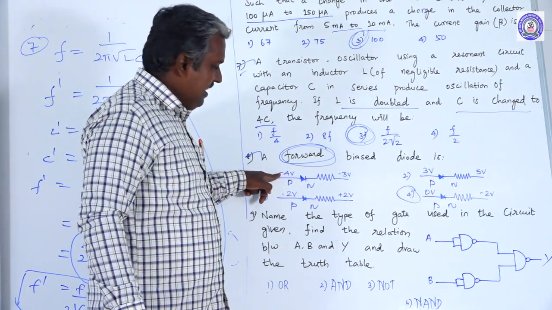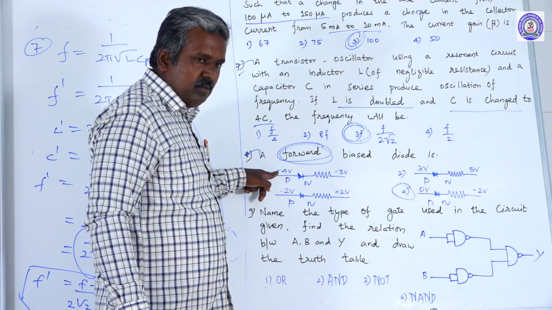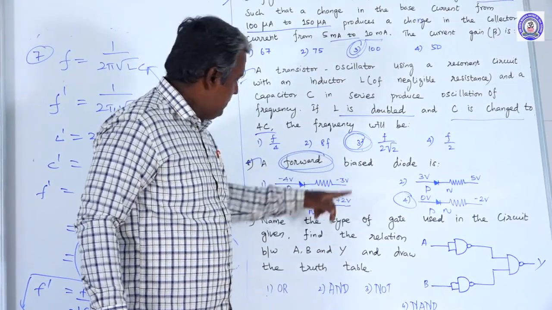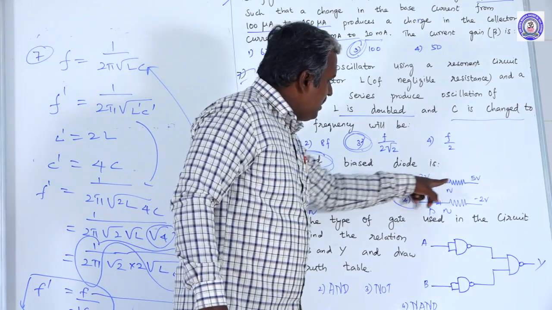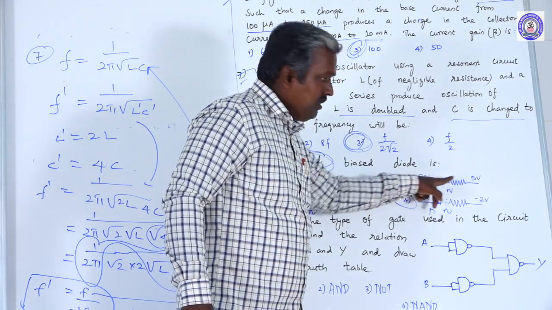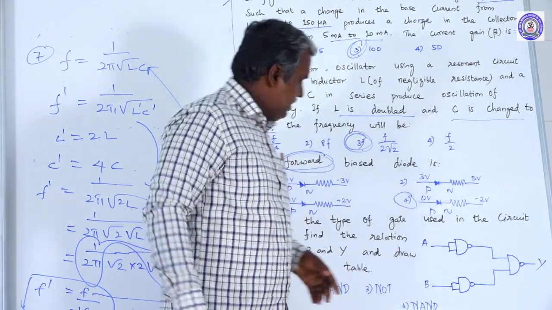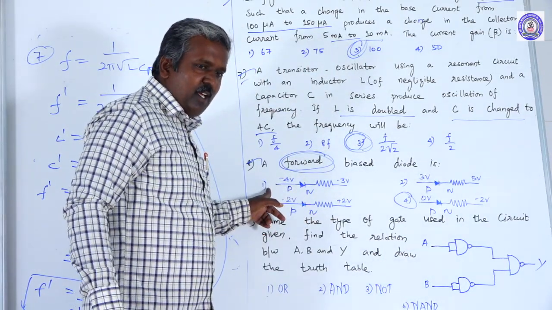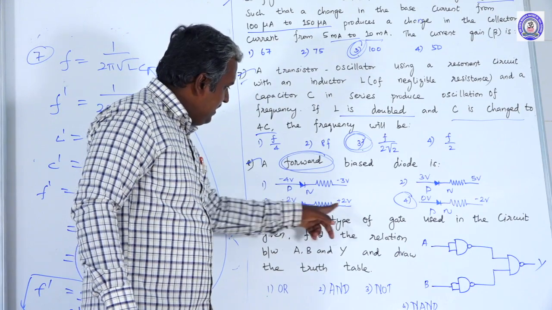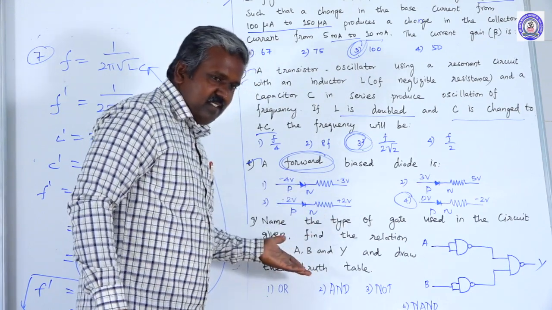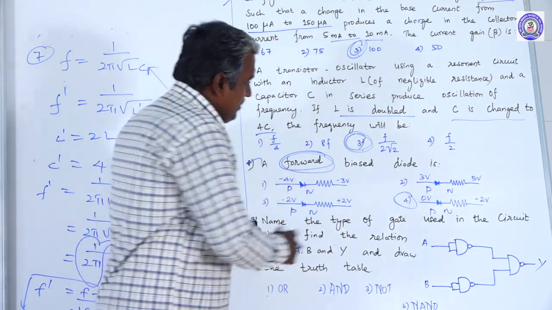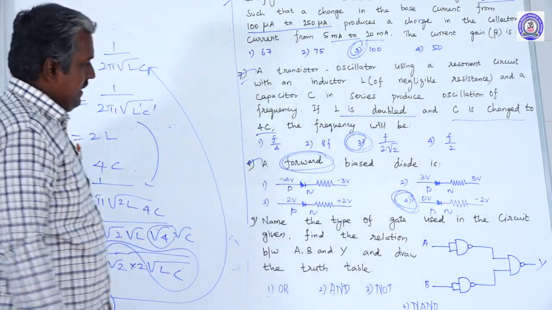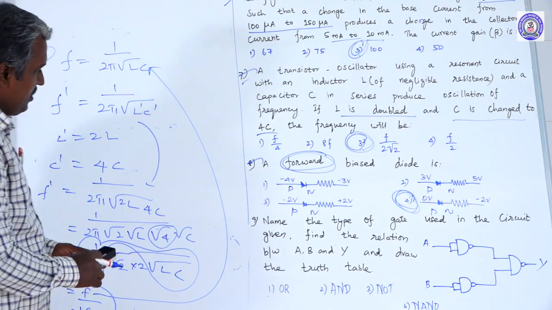First option, minus 3, minus 4. Minus 4, low or high? Low. Minus 3 volt, high. Reverse bias. Next, 3 volt, 5 volt: low in P side, high in N side, reverse bias. Minus 2 volt, plus 2 volt: low or high? Low in P side, high in N side, so reverse bias. So which is the correct option? Fourth option. This only is forward bias. Okay. Next.